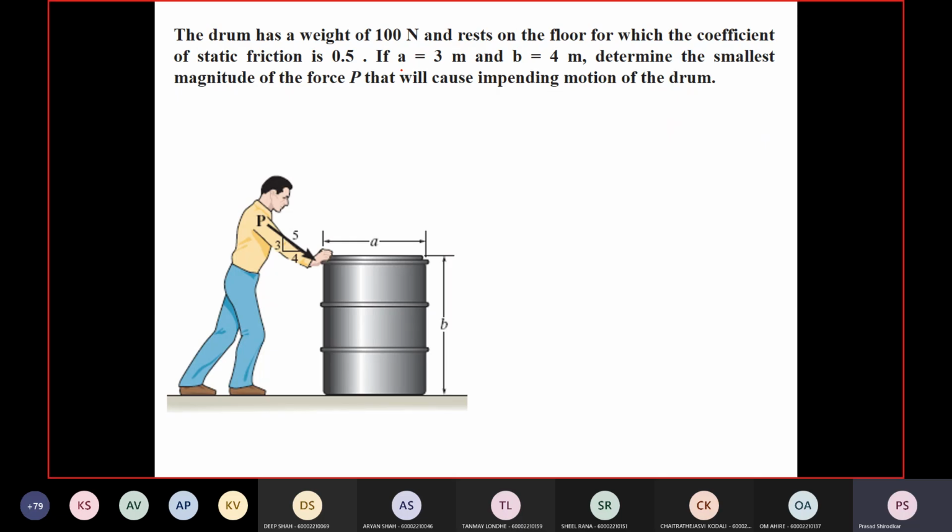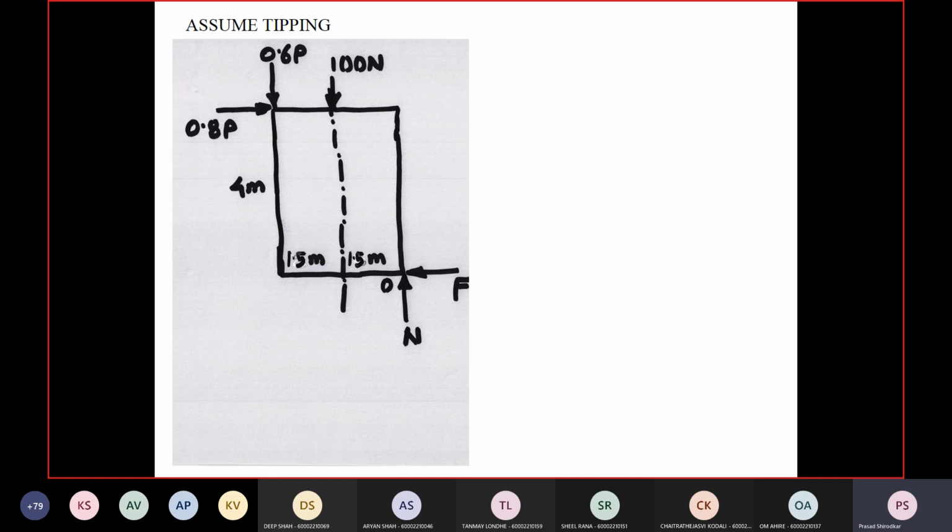A drum has a weight of 100 newtons and rests on the floor, for which the coefficient of static friction is 0.5. A is 3, B is 4, and determine the smallest magnitude of P which will cause the impending motion. Again we are going to assume tipping. Always start by assuming it is tipping, and do summation Fy is equal to 0. So N minus 100 minus 0.6 P is equal to 0.